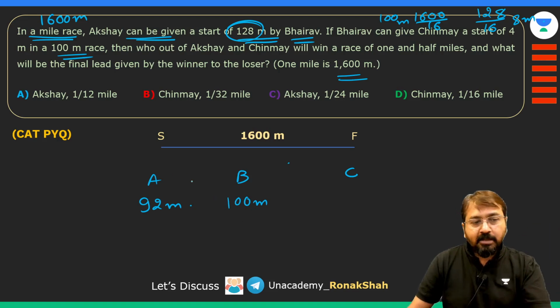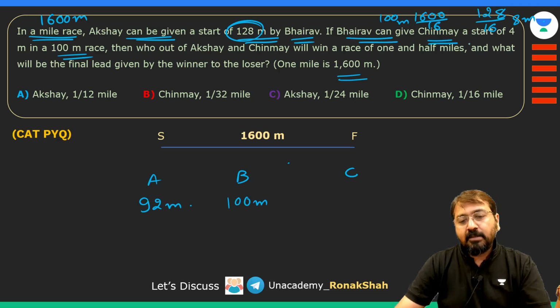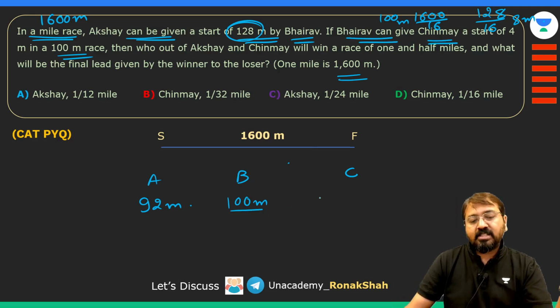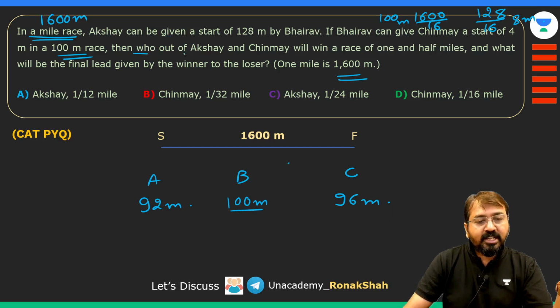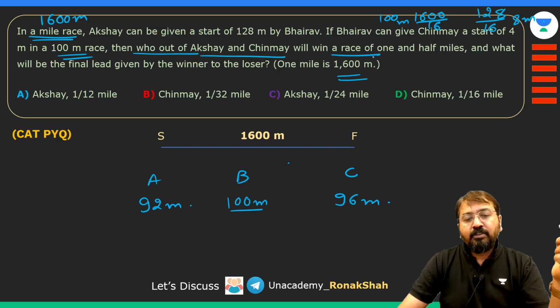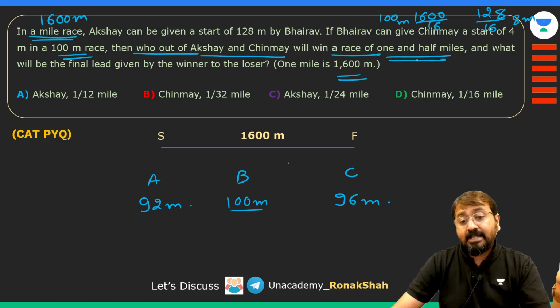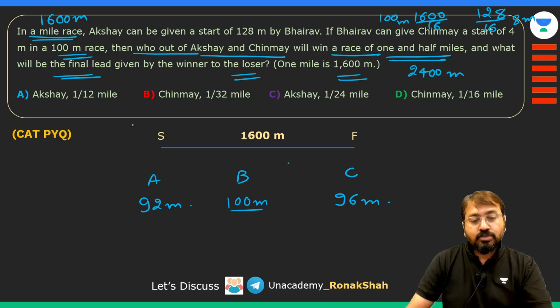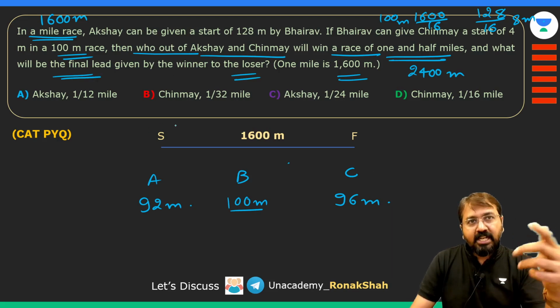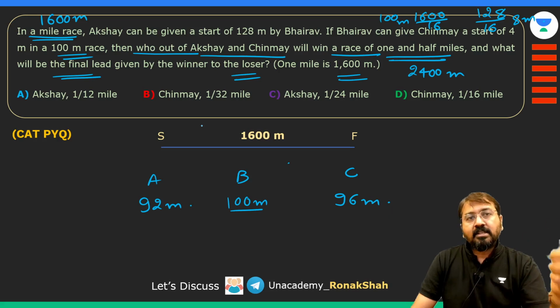Now see how the question becomes easy. In a 100 meter race, Bhairav can give Chinmay a start of 4 meter. So when Bhairav runs 100 meter, Chinmay runs 96 meter. So what is our question? Now let's look at the question. The question is, then who out of Akshay and Chinmay will win a race of 1.5 miles? 1.5 miles means 2400 meter. And what will be the final lead given by the winner to the loser? So by how many meters, in fraction or in terms of miles, will the winner beat the loser?